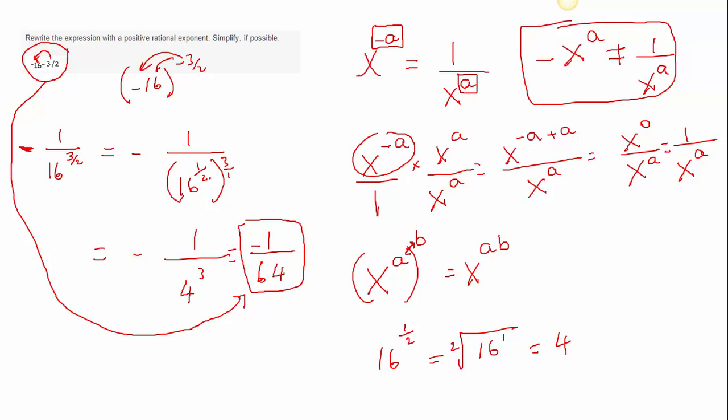But what is 16 to the power 1/2? 16 to the power 1/2 is nothing but the square root of 16, which is 4. So I end up with 4 to the power 3, and that means 4 times 4 times 4, and that's the final answer. Let's go to the next question.